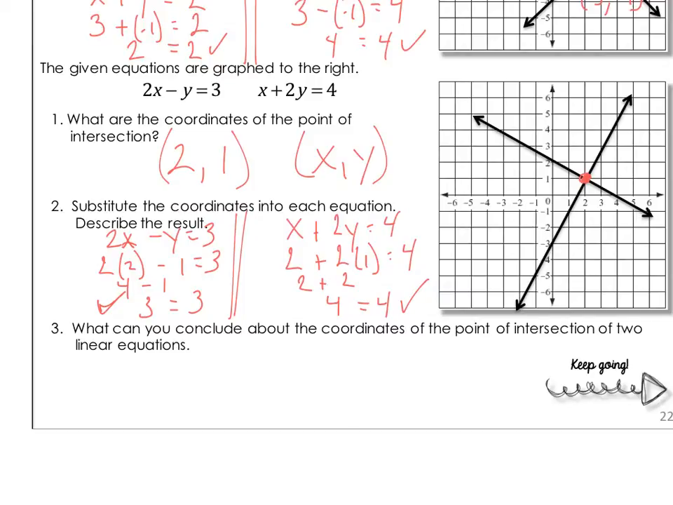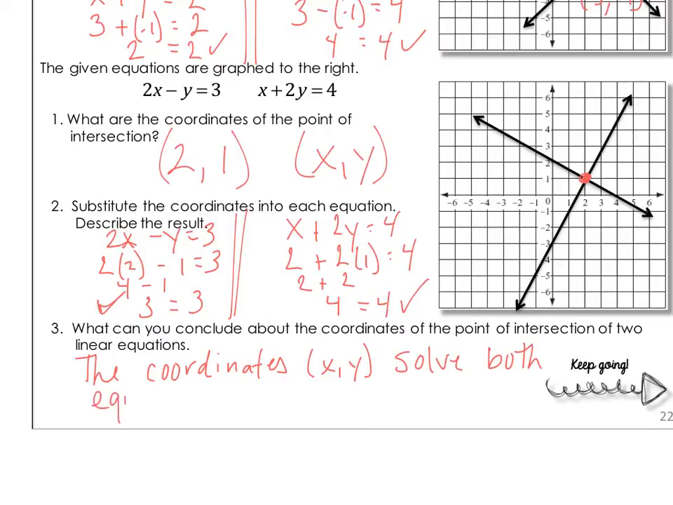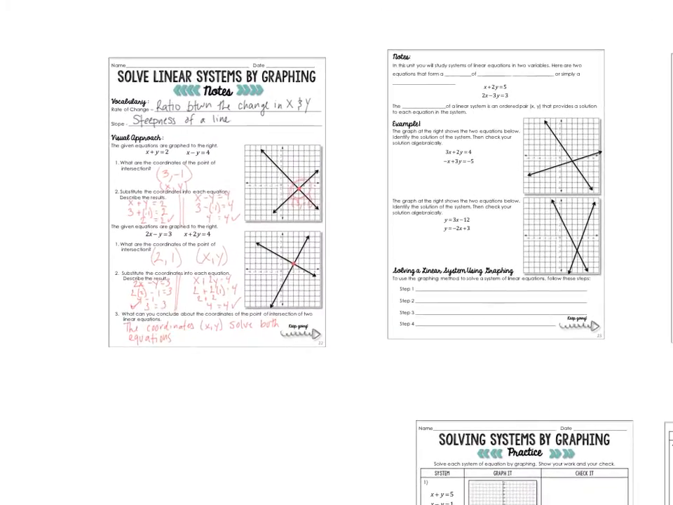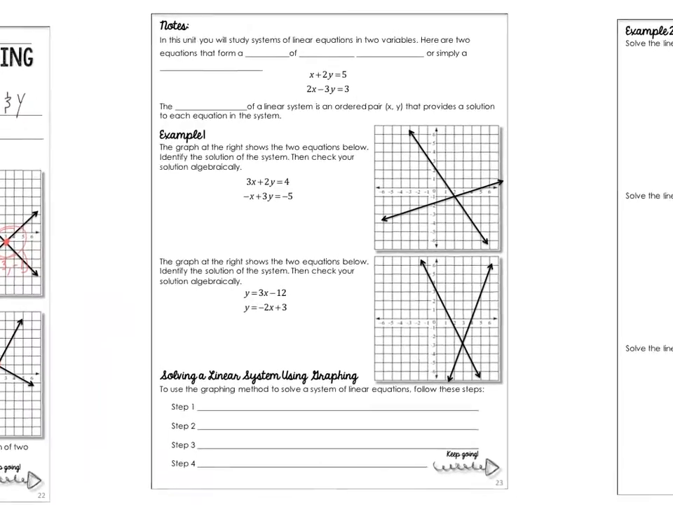So question 3, a thinking question. What can you conclude about the coordinates of the point of intersection of two linear equations? I would say the coordinates, which is that x and y ordered pair, solve both equations. Okay, good enough. Great. Let's move on to the next page.